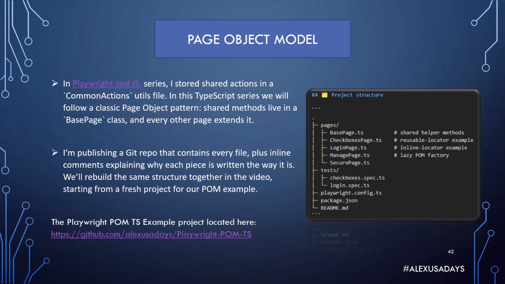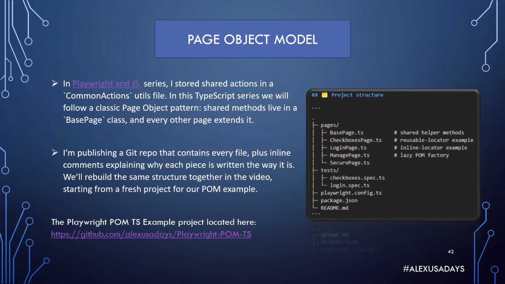I'm publishing a Git repo that contains every file plus inline comments explaining why each piece is written the way it is. We'll rebuild the same structure together in the video, starting from a fresh project for our POM example. The Playwright-POM-TS example project is located here in the GitHub under Alex USA Days. In that project, you will find three branches.